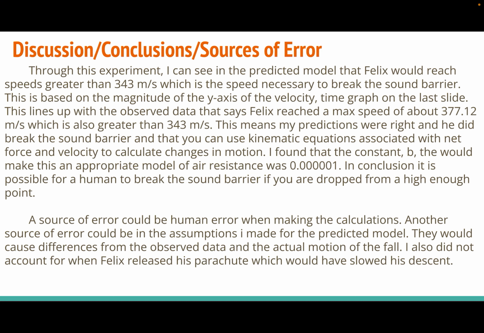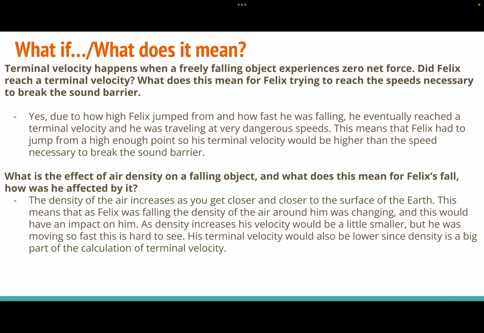I did not account for when Felix released his parachute, which would have slowed his descent. For the what-if, what-does-it-mean questions: terminal velocity happens when a freely falling object experiences zero net force. Did Felix reach a terminal velocity, and what does this mean for Felix trying to reach the speeds necessary to break the sound barrier?